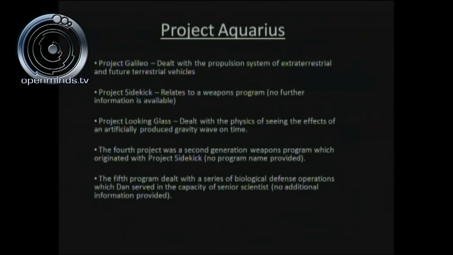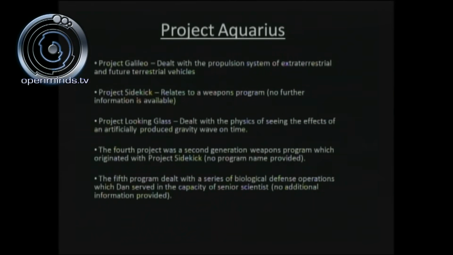The first one is Project Galileo. It dealt with the propulsion system of extraterrestrial and future terrestrial vehicles. So that was the first one. Second one under Project Aquarius was Project Sidekick. Relates to a weapons program. No further information is available from Dan Burisch on that program.